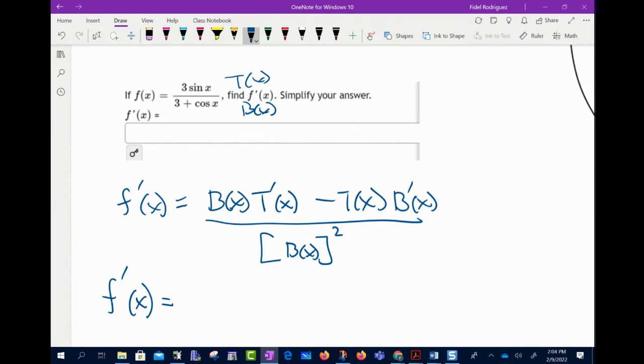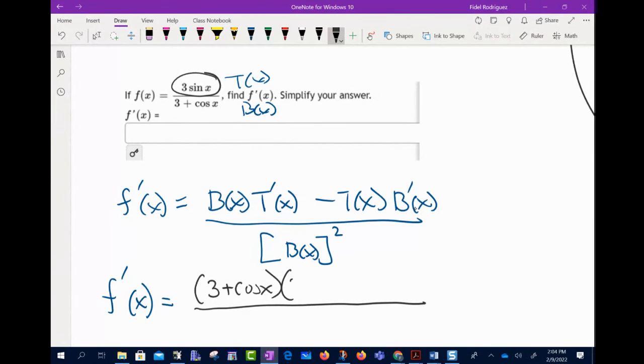They're very similar. It's like you have cosine x, sine x, and sine x, cosine x over tan. Okay, so let's go through one piece at a time. We're going to take the bottom function. Everybody agree the bottom function is 3 plus cosine x? Okay. Now, we have to take the derivative of the top. Anybody know what's the derivative of 3 sine x? I'll give you a hint. Still going to have a 3. What's the derivative of sine? Cosine, right?